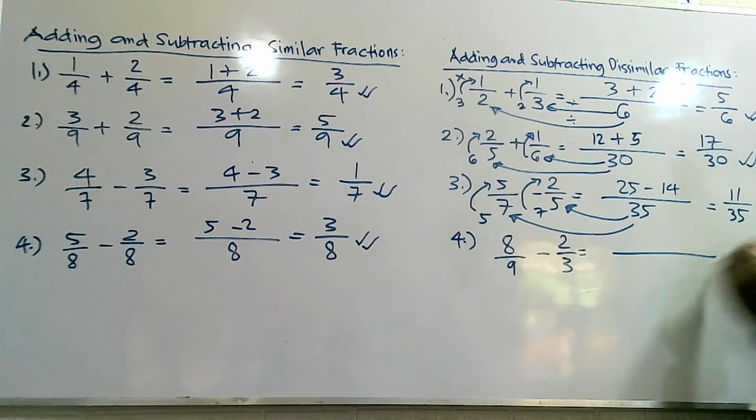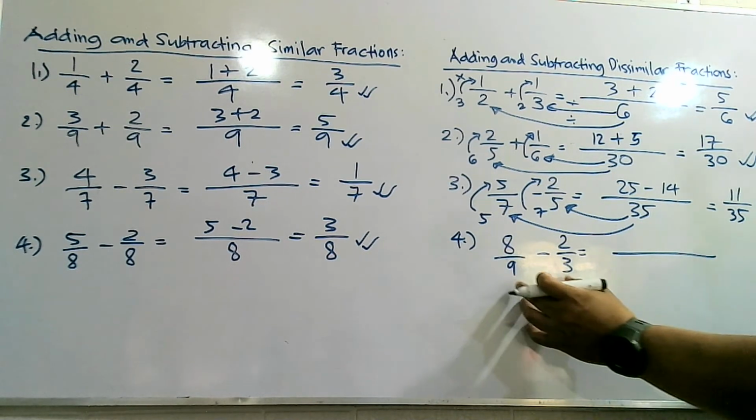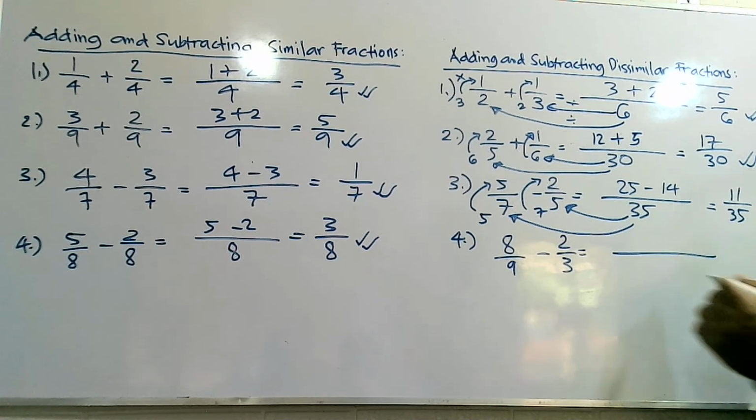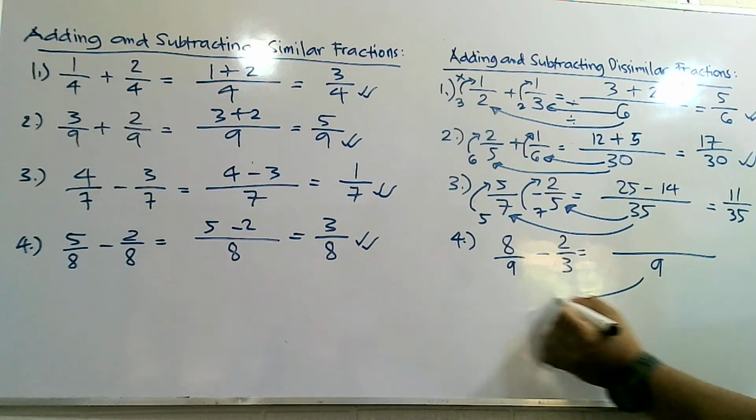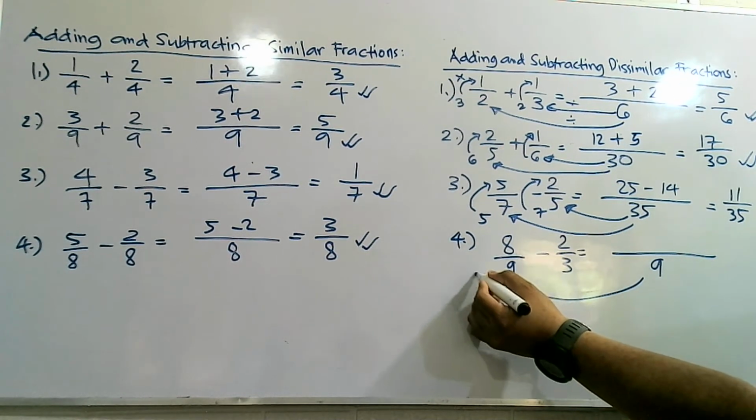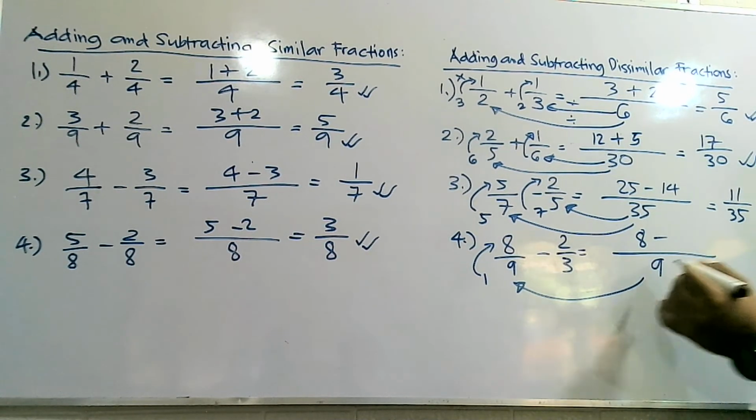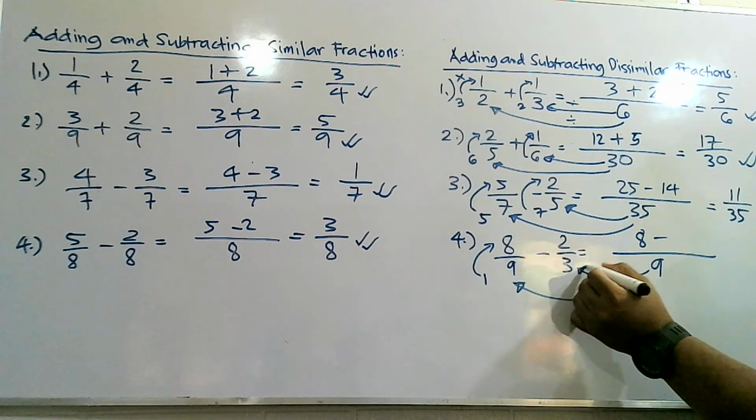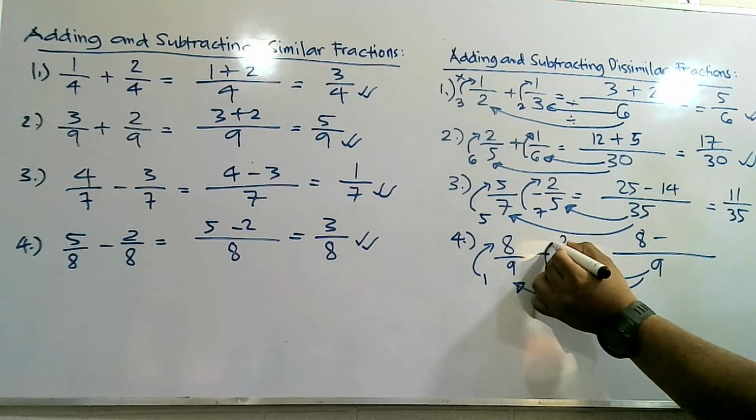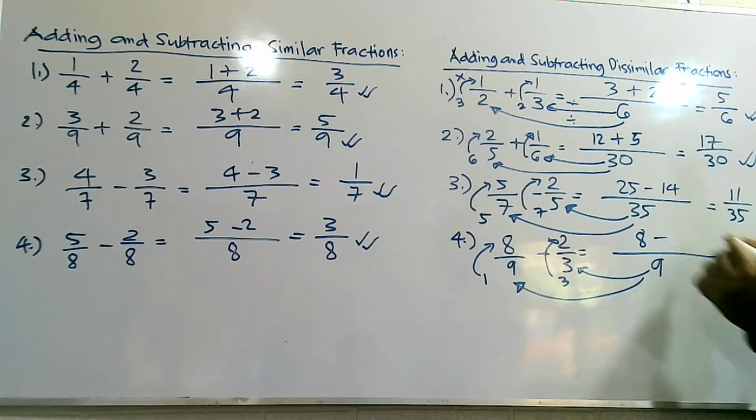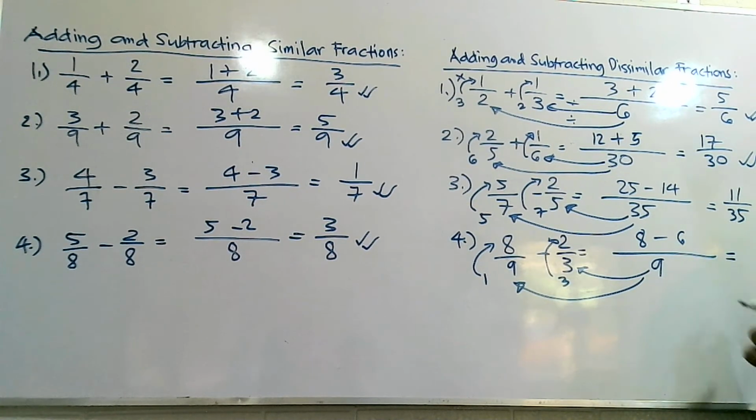Now, number 4, LCD of 9 and 3 is 9. 9 divided by 9 is 1. You multiply 1 to 8 is equal to 8. Then minus 9 divided by 3 is 3. And then you multiply it to the numerator, which is 2. That's equal to 6. So therefore, you will have 8 minus 6. That's equal to 2 over 9. So therefore, that's the final answer.